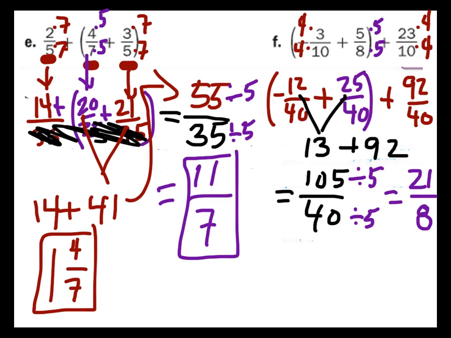And these can be simplified further, right, by dividing by 3? No, they can't. It's done. If you wanted to make this a mixed number, 2 and 5.